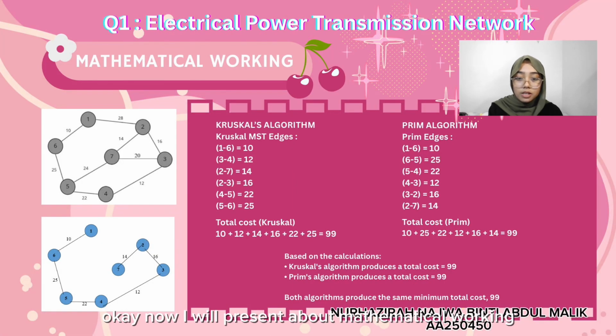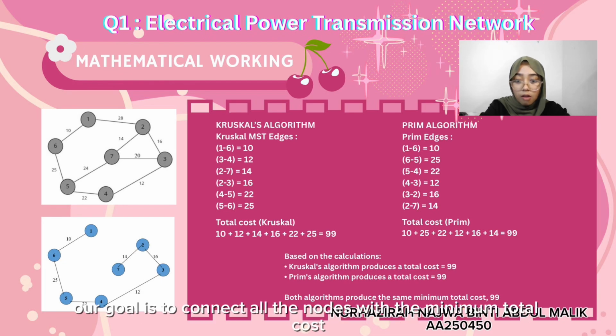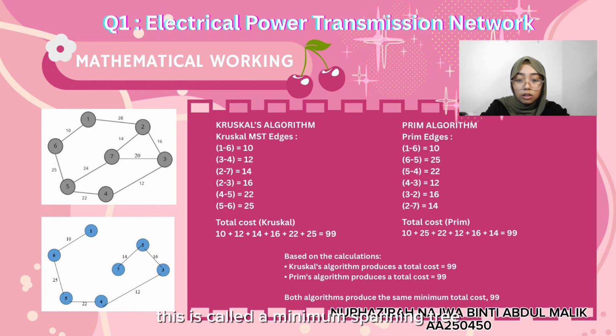Okay, now I will present the mathematical working. For question 1, we are given a graph that represents an electrical network. Our goal is to connect all the nodes with the minimum total cost. This is called a minimum spanning tree.